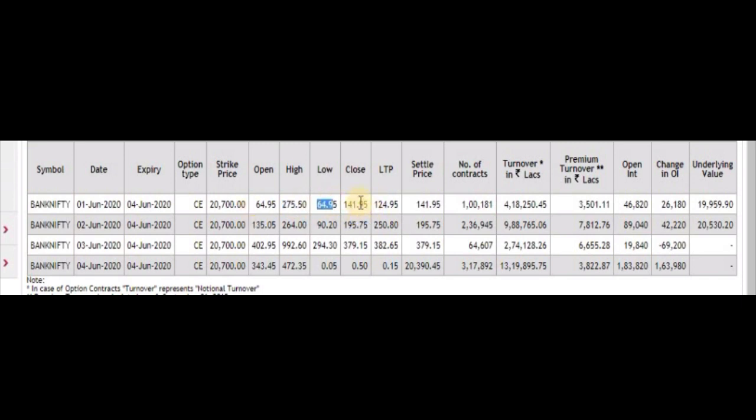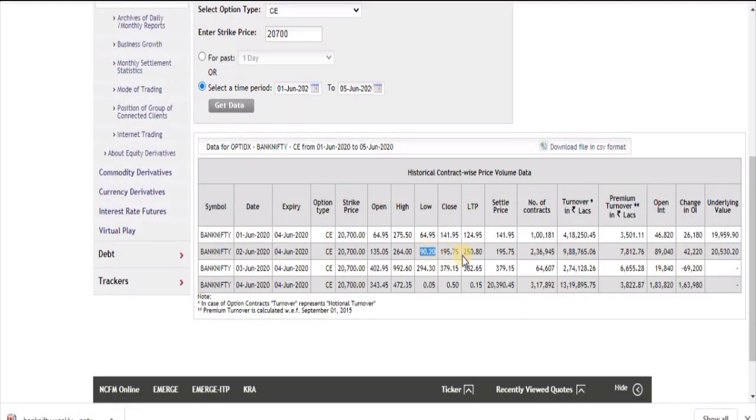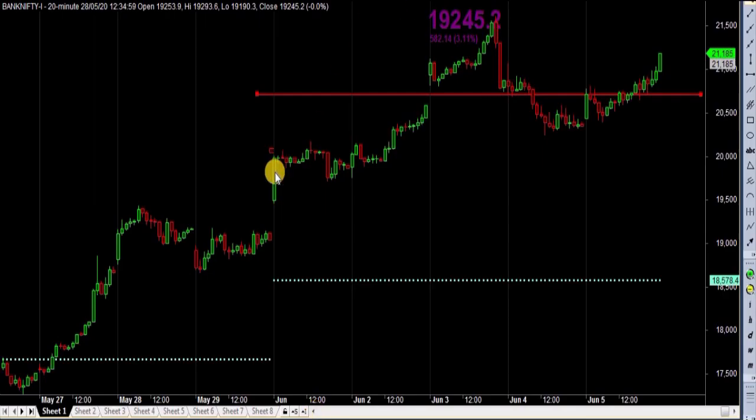So you had to buy this call below 100 rupees. On the very second day, if you see, this was available at 90 rupees, so it was available below 100 rupees. So if you buy, say for example, at 100 rupees, you have to buy once this candle confirms that okay, you go for this.